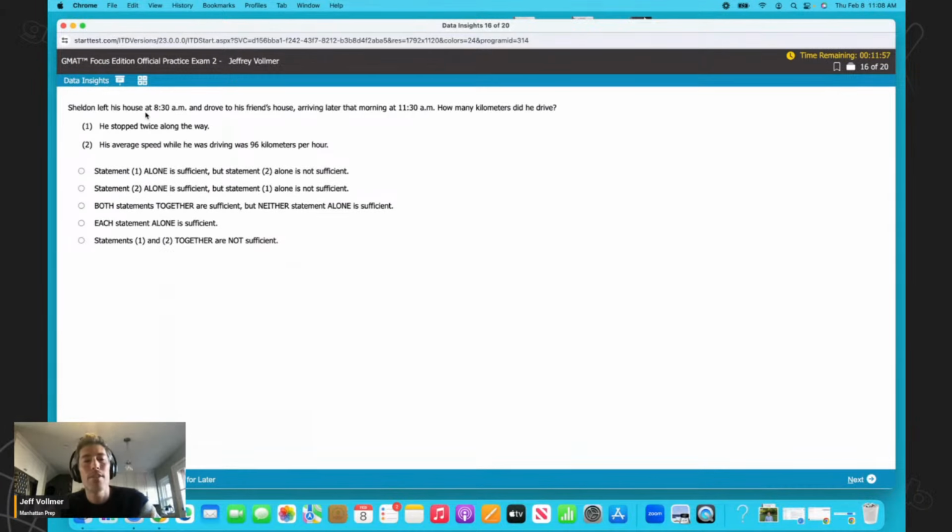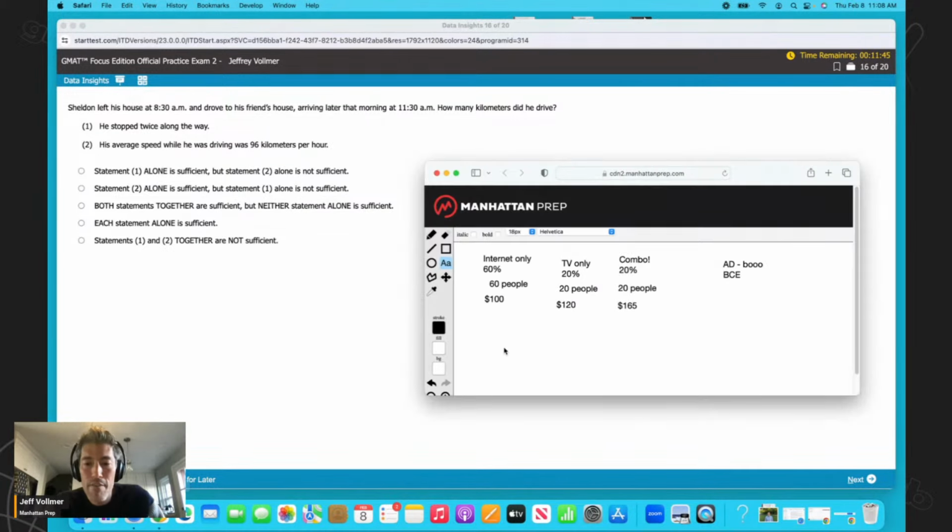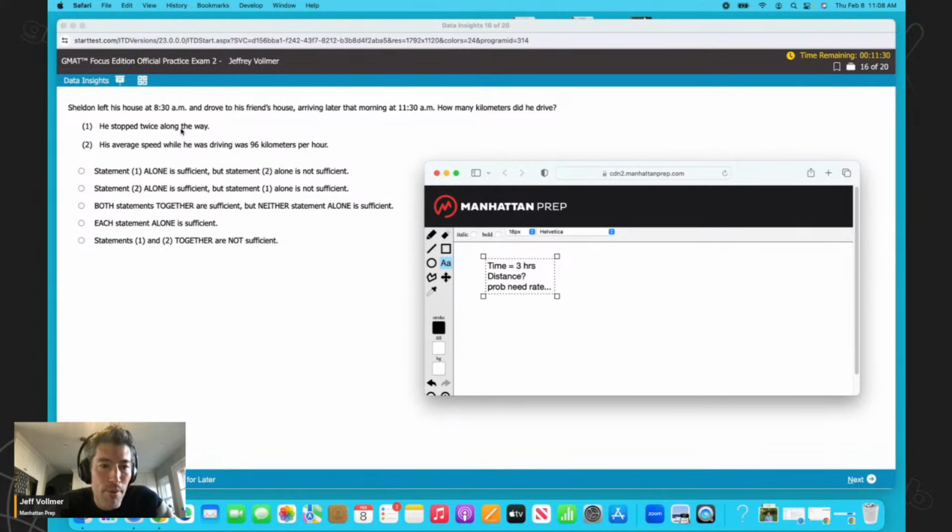Let's go. Sheldon left his house at 8:30, drove to his friend's house, arriving later that morning at 11:30. So took 3 hours. We're gonna assume no time change. How many kilometers did he drive? So what I've been given here is a time of 3 hours. I've been asked about distance. And so probably need the rate, right? Probably need the rate.